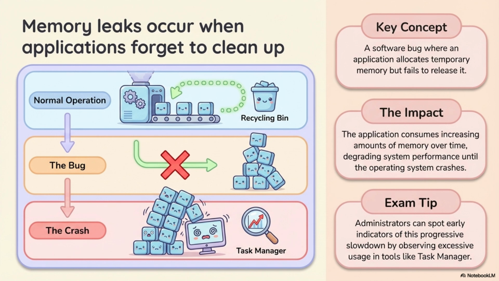A memory leak is a software bug that occurs when an application allocates memory for temporary use, but fails to release that memory after it is finished using it. Over time, the application consumes increasing amounts of memory, which can degrade system performance. In severe cases, the application may exhaust available memory and cause the operating system to crash. An early indicator of a memory leak is a system that becomes progressively slower until it is rebooted, and administrators can often observe excessive memory usage in tools such as Task Manager.